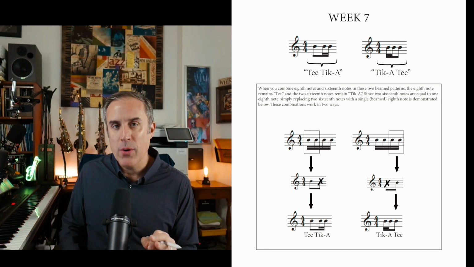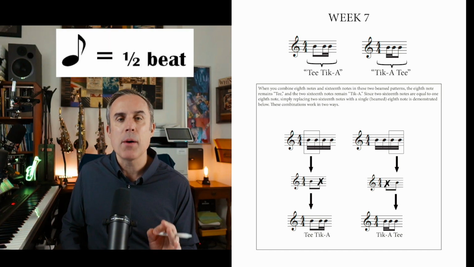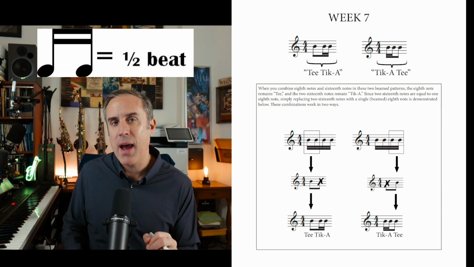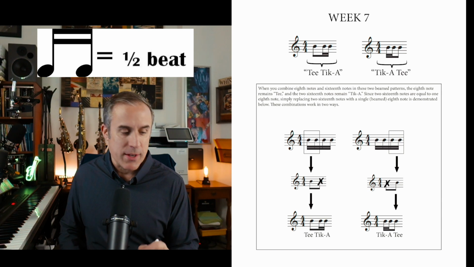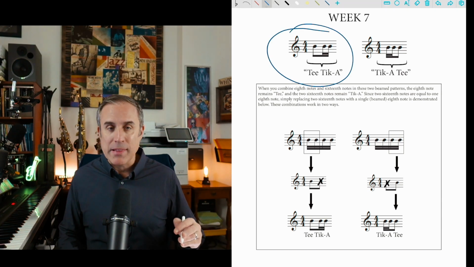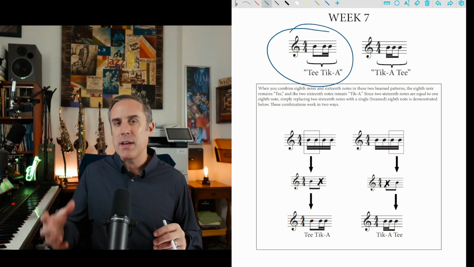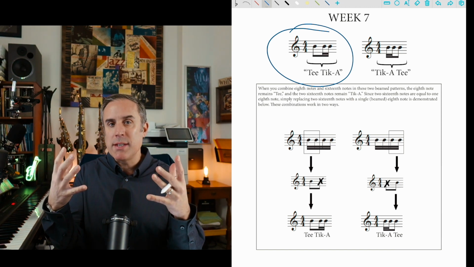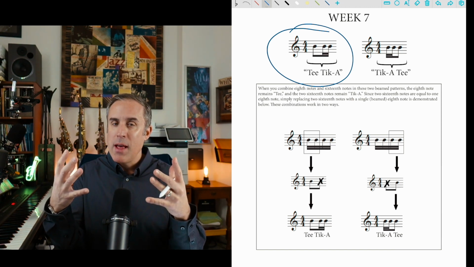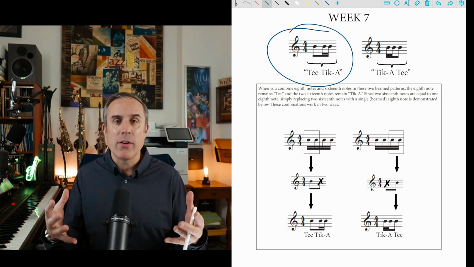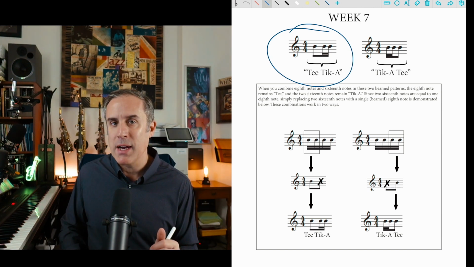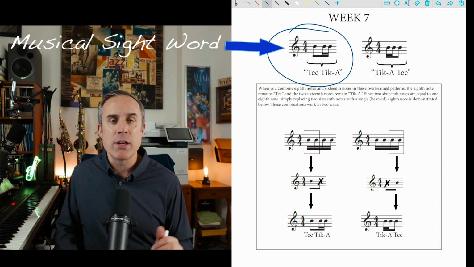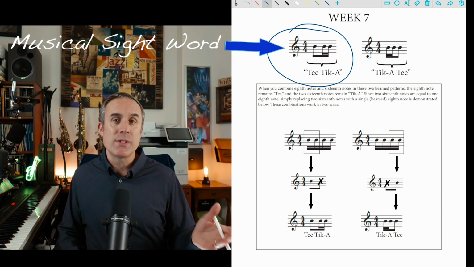We also know that a single eighth note takes up a half of a beat, and 2 16th notes takes up a half a beat. You probably see where I'm going with this, and if you look at the pattern on the left at the top of the page, you'll see that I've taken an eighth note, half of a beat, and beamed it to 2 16th notes, another half of a beat. And this is a musical pattern that I would like you to begin to think of as a musical sight word. This rhythmic motif, you should instantly know what it sounds like when you see it in the music.